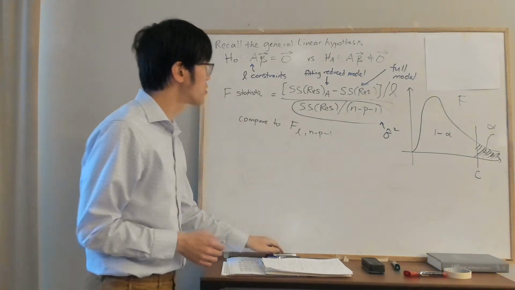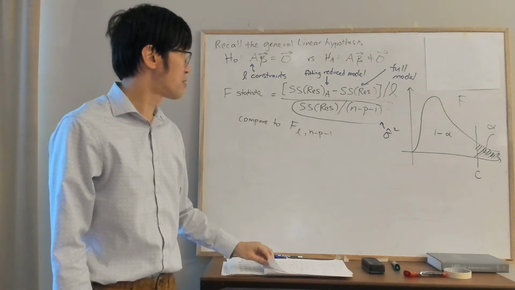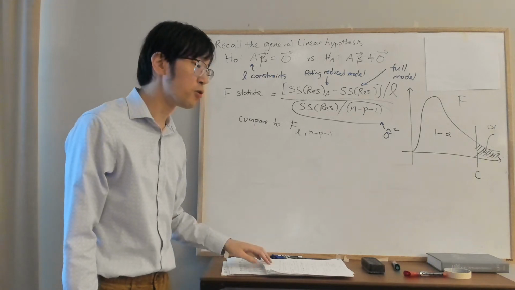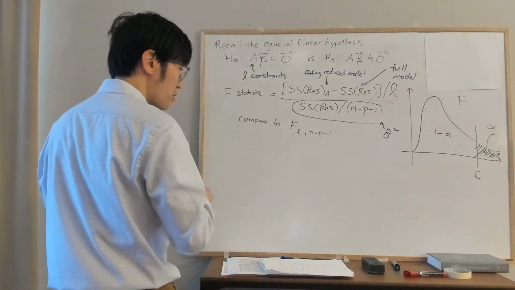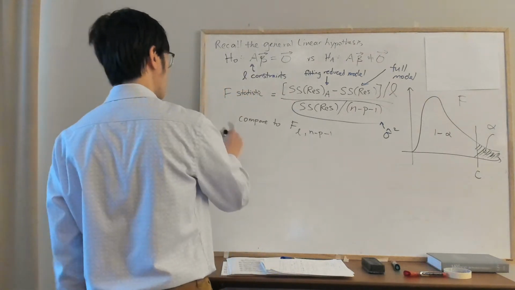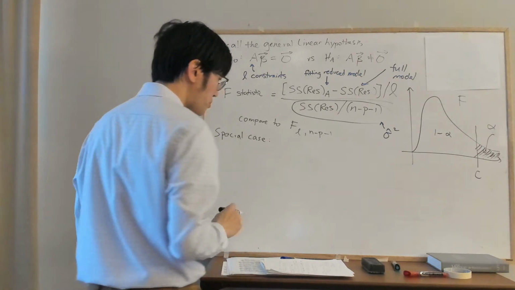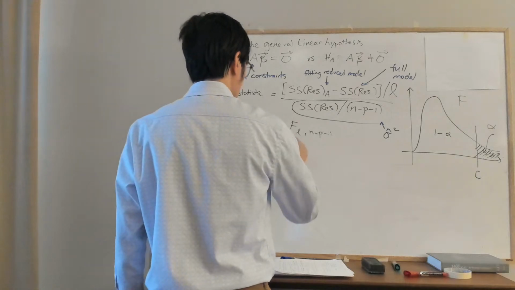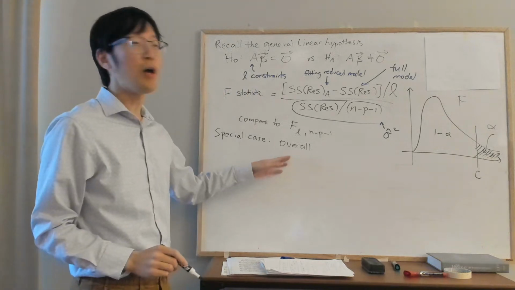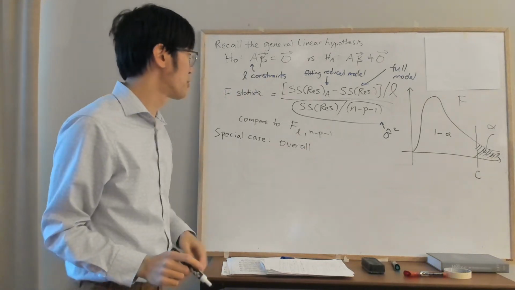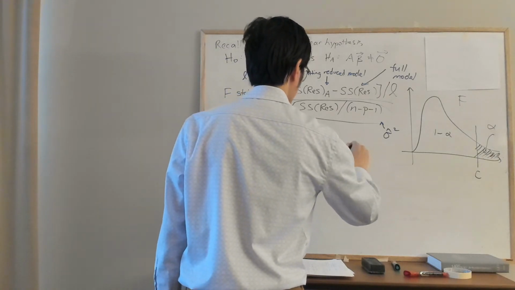Now I want to look at a special case and connect what we've done here in this F test framework to the ANOVA table, which we saw in the lecture before that. I will call this special case the test of overall significance. We're asking: overall, are any of the explanatory variables related to the response? So we can call this the overall test of significance.